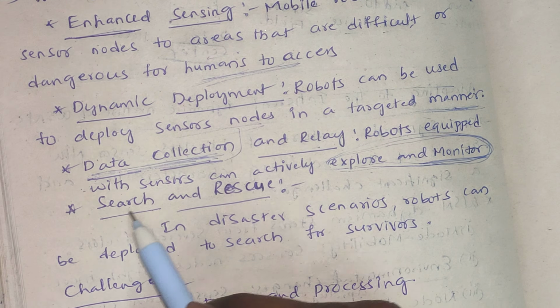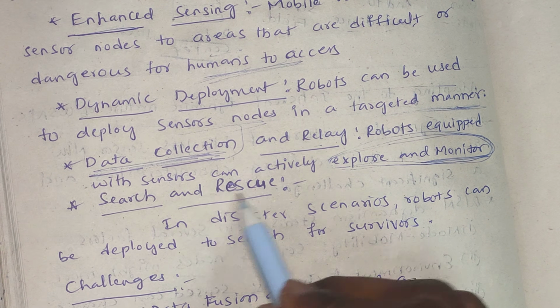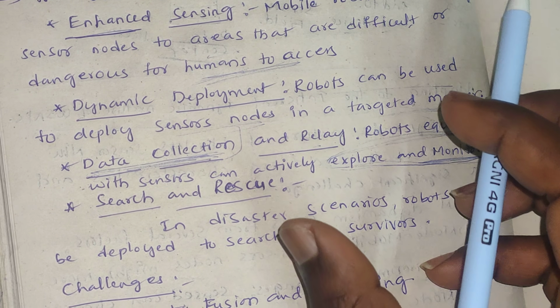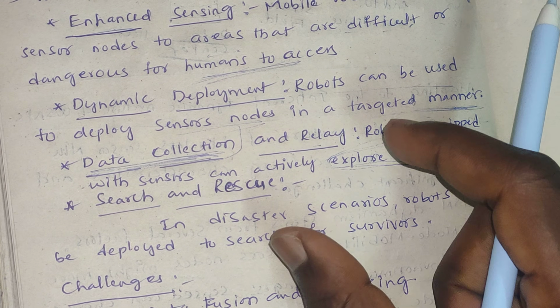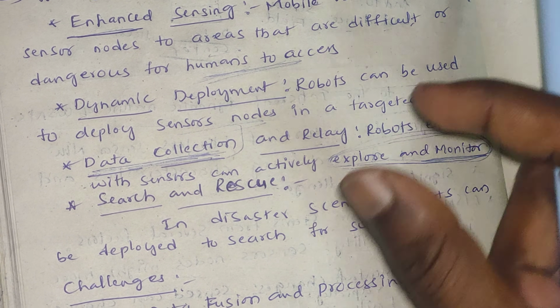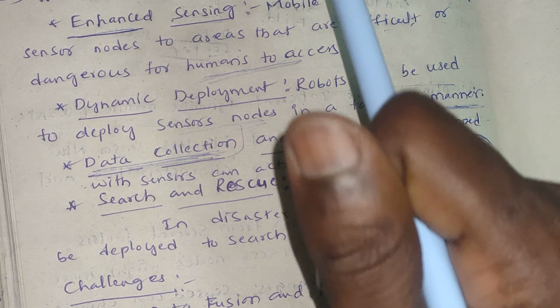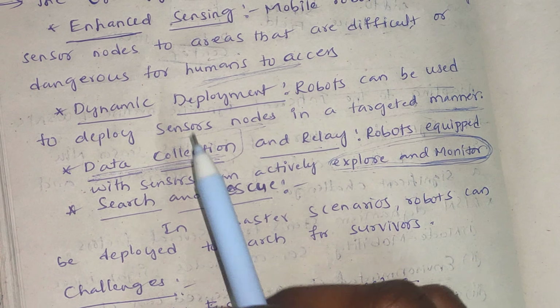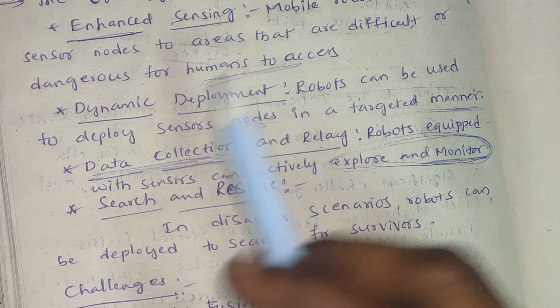Okay. Next, search and rescue. That is a mobile robot, right, not a human. So whatever situations humans cannot handle, we can also do with the mobile robot. That is a big advantage in the sensor network with the mobile robot.